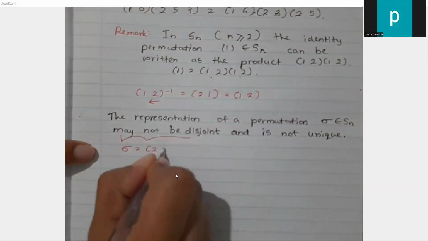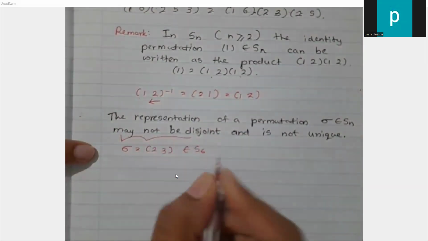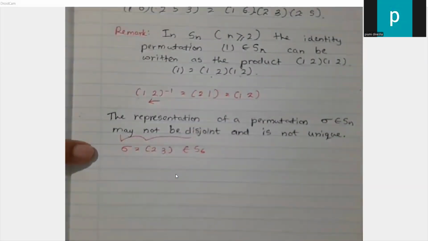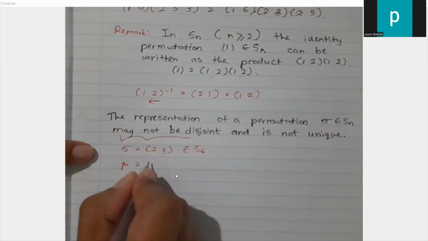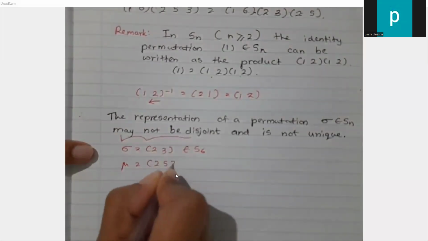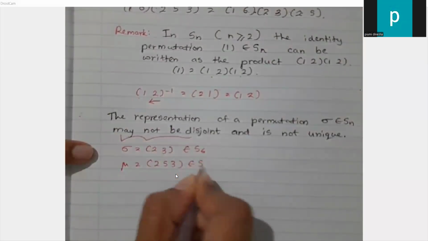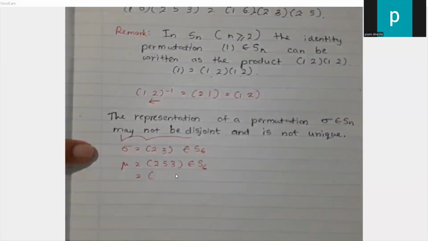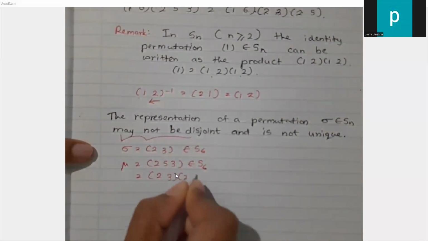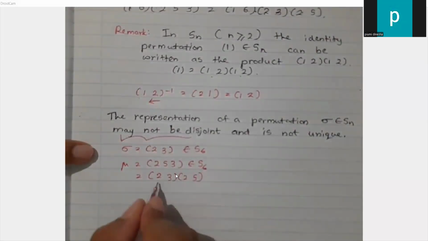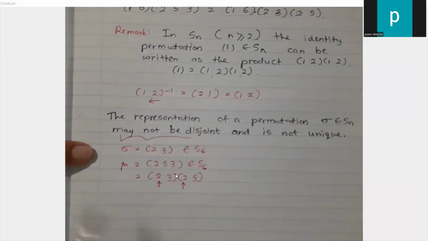For example, (2 3) in S6. Now this is disjoint because there is only one cycle. There is no other cycle to compare. So there's that. And if you take mu to be (2 5 3) of S6, right? You can write this as the product of transpositions (2 3)(2 5). Now this is not disjoint because you have this element 2 in each cycle. So the representation, these transpositions are not disjoint, right?